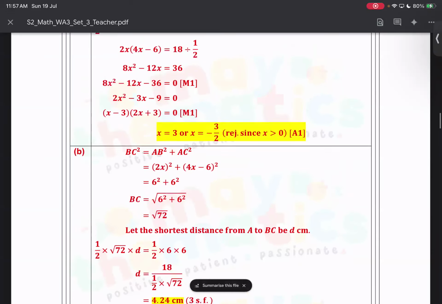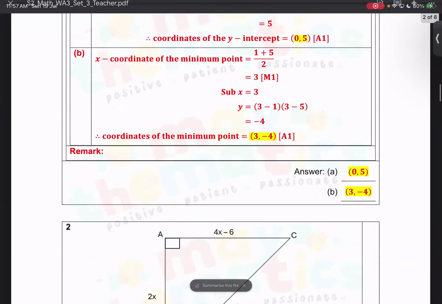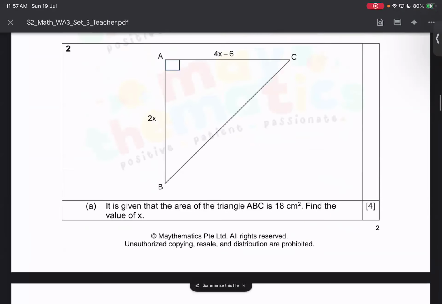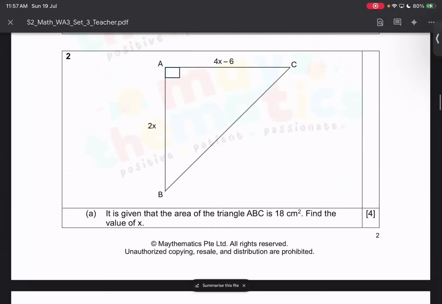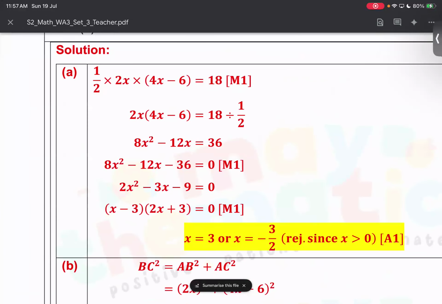Weird answer. Do you get this equation? 2x squared minus 3x minus 9 equals to 0. No. Because they give you area ma. So area means I need to find the base times perpendicular height. So that means half times 4x minus 6 times 2x equals to 18. Do you get this equation?